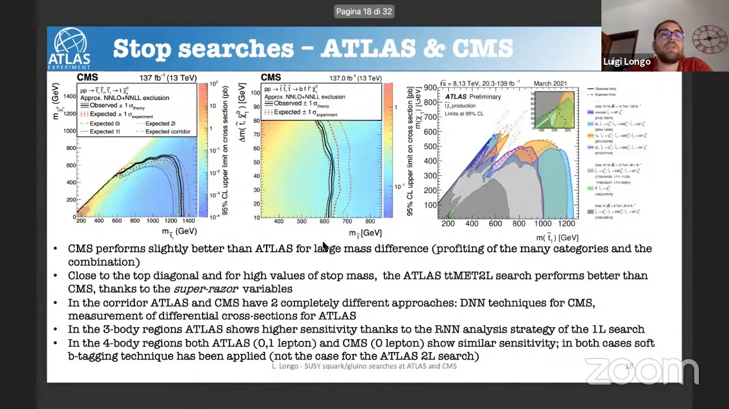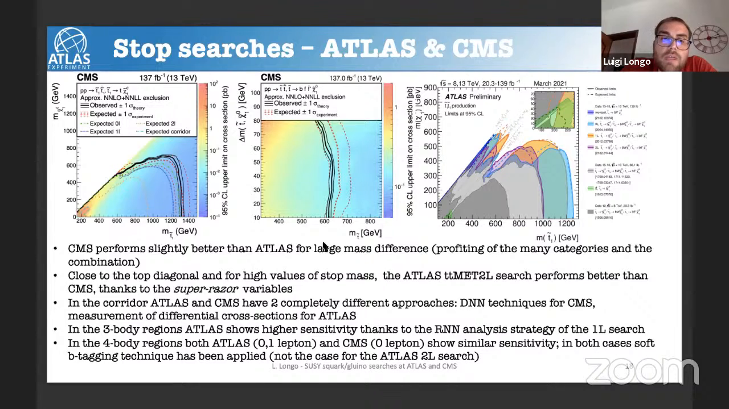If we do a comparison with the ATLAS search, usually you can see that CMS is performing slightly better than ATLAS for the large mass difference, profiting from the many categories, but also from the combination. Close to the top diagonal, for high values of the stop mass, the ATLAS 2 lepton search performs better than CMS, and this was thanks to the supervised variables that have been used. This was only possible for this variable, because with the MT2 variables it was not possible to go so close to the top diagonal.